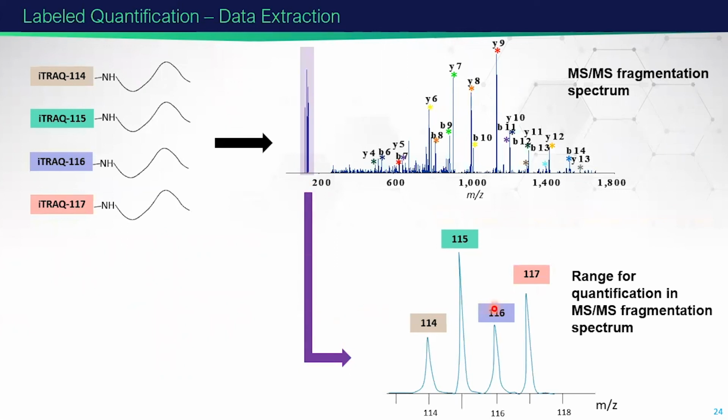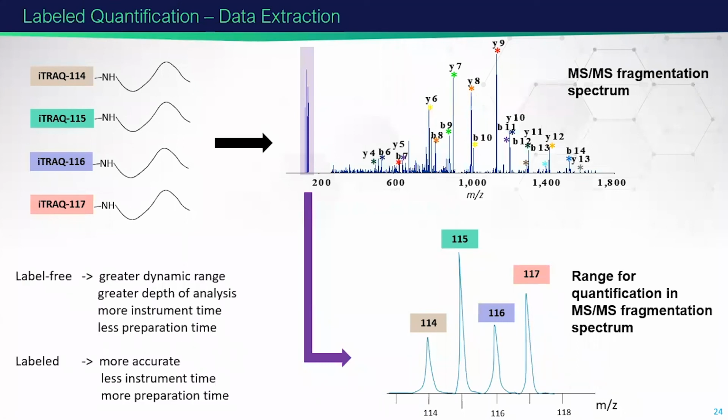For example, if you see the tag 114 has a low abundance, that means that sample has a low abundance, and if 115 has a high abundance, then that sample has a high abundance for this peptide. You still need to identify your peptide, so you match the MS2 spectra to a peptide identification. And then you can see how the intensities differ between samples for this peptide. So this is basically how you can do the labeled method.